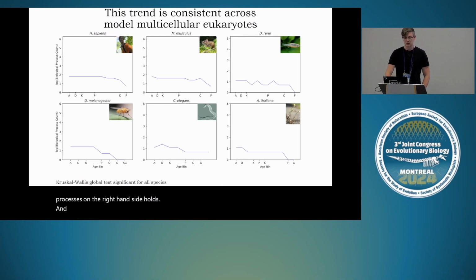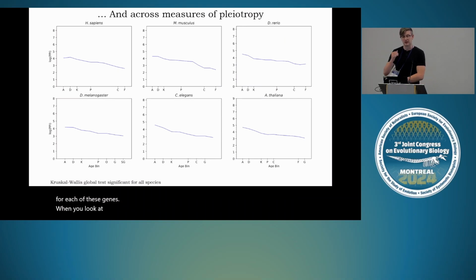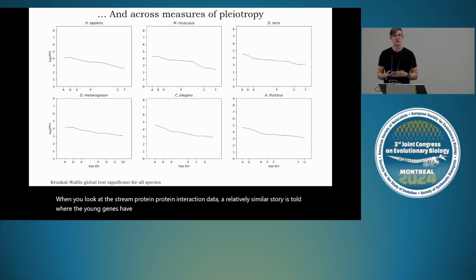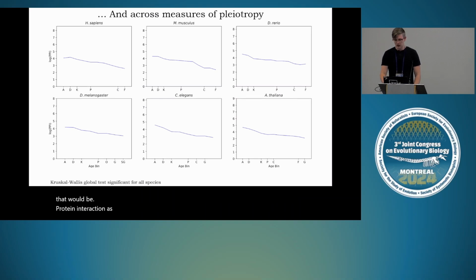And these data here are from the biological process count. So these are gene ontology data for each of these genes. When you look at the STRING protein-protein interaction data, a relatively similar story is told, where the young genes have less pleiotropic function than the old genes as measured by the number of proteins that they're interacting with. Although there is no longer this tapering off that was observed. It seems like there are pretty steady increases in pleiotropic function, so that would be protein interaction, as you get older.